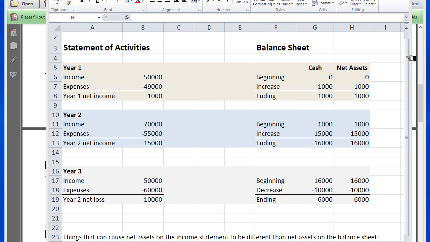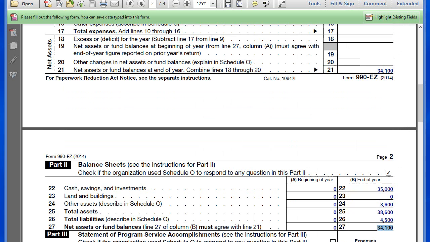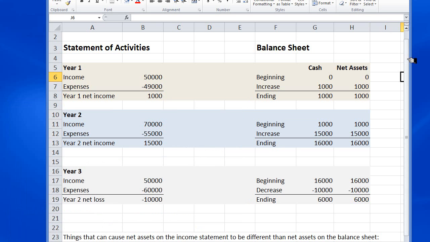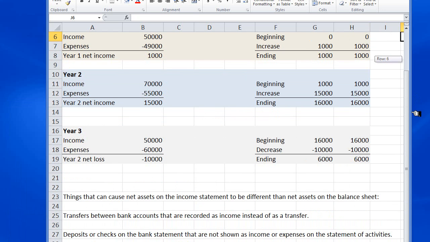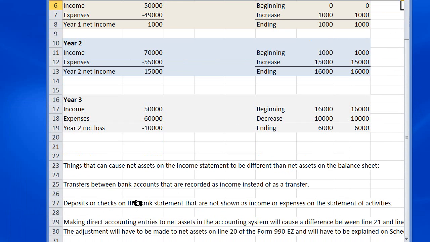So let's look at some items that can cause a difference in the net assets on line 21 and the net assets on line 27, because if those are different, you need to find out why they're different. So let's look at a couple of common items that could cause that problem. The first thing, I've made a little list down here. The first item is a transfer between bank accounts that are recorded as income instead of as a transfer.